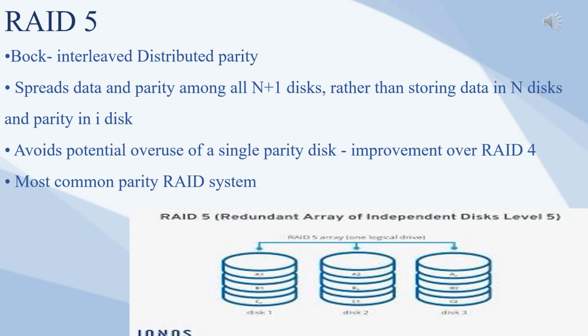RAID 5 is nothing but striping with parity. In RAID 5, data is striped across multiple drives, and parity information is distributed for fault tolerance. The advantage is improved performance and fault tolerance, efficient use of storage capacity, and the disadvantage is slower write performance compared to RAID 0. Recovery can be slow if a drive fails.